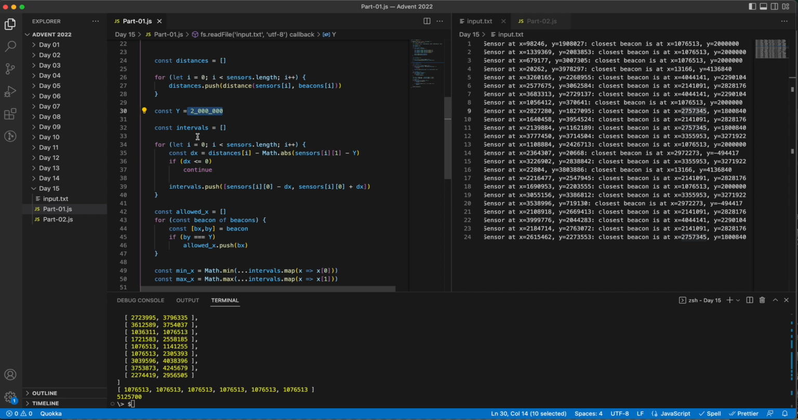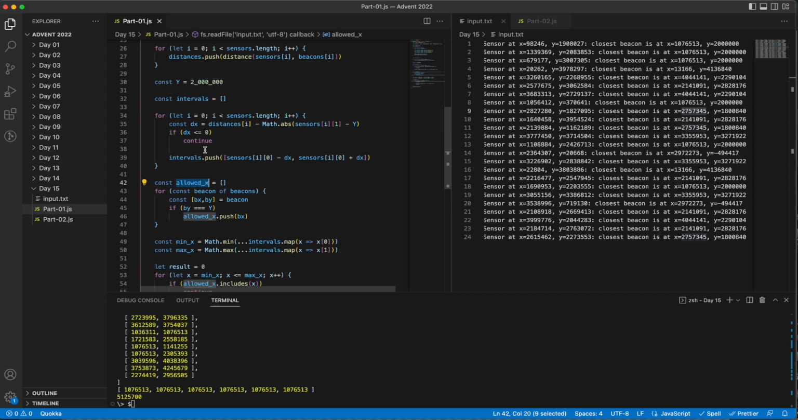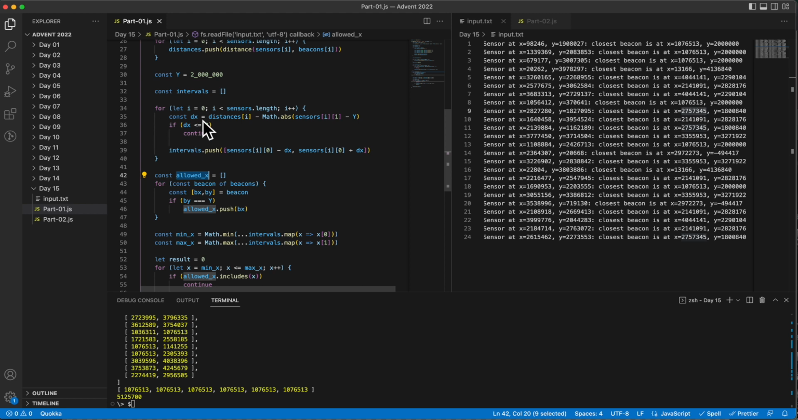Then I will have two other arrays. One is the intervals and one is the allowed x. Here I can find the intervals between two points of the sensors, and I will add these intervals to an interval array. It will be something like this for the intervals.